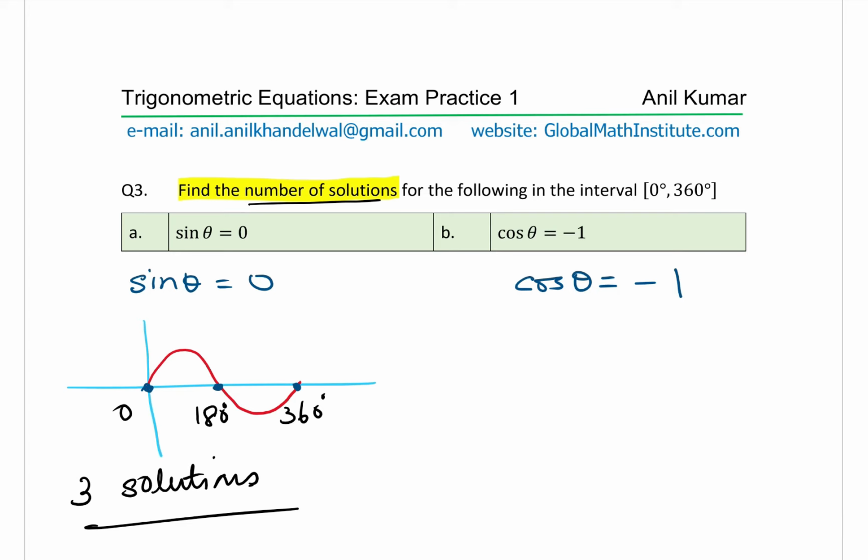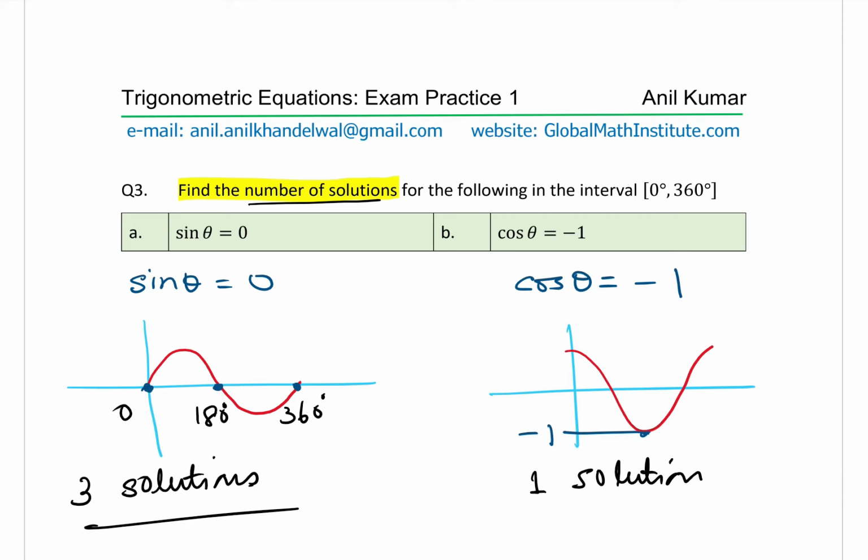Perfect. Similarly, for the cosine graph, let me just sketch a cosine graph quickly, which is kind of like this. It is minus 1 only at one point, and so we have only one solution. So that is how we should be answering these questions. Many times, these are multiple choice questions, and a simple sketch will help you answer these questions within a few seconds.